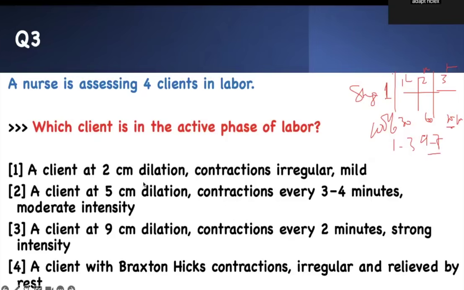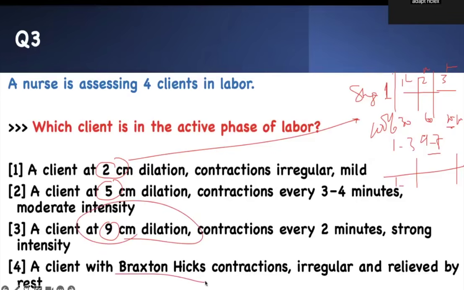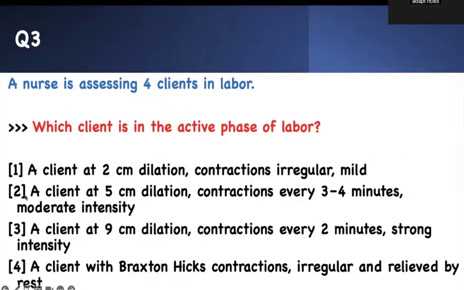This is an active phase. To be in the active phase, 2 centimeter dilated is still in the latent phase, right? 5 centimeter looks like it is in the active phase. 9, you're close to the transition phase. I told you, divide this into 3. You can see from 1 to 3, 4 to 7, 8 to 10 will be the transition phase. Therefore, this is not. And this is what? Abnormal. It's not part of the phases of stage 1. Therefore, number 3 is the best answer choice that you can pick.